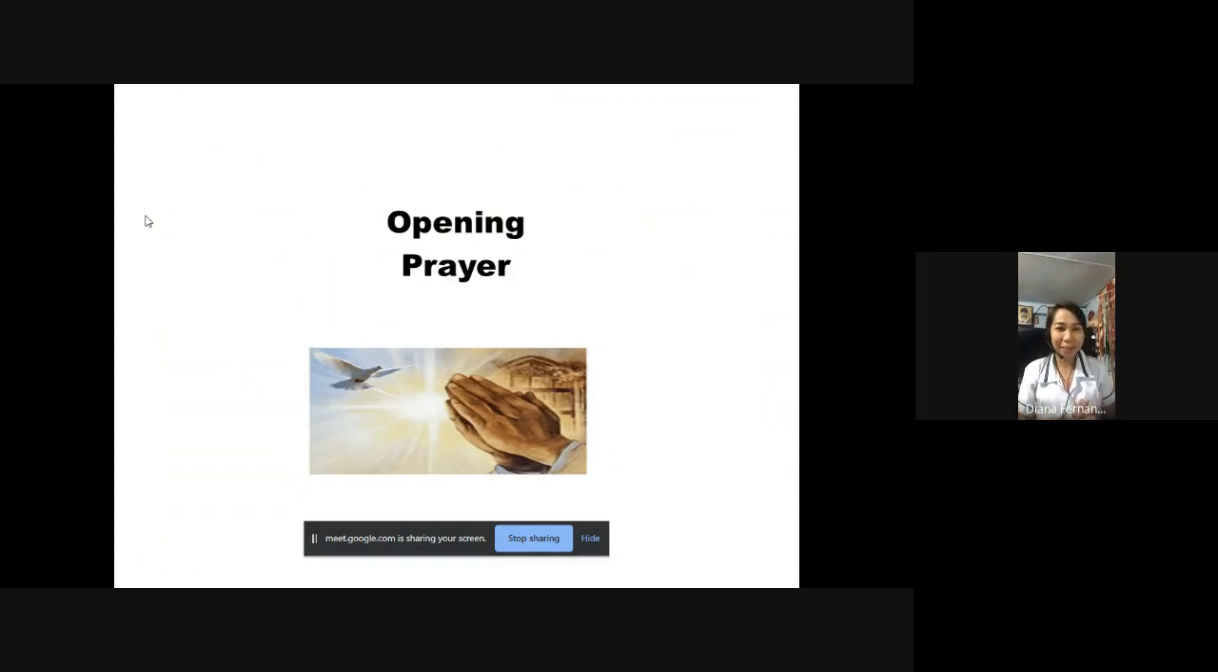But before that, let us start with a prayer. Aryan, can you please lead the prayer? Let us bow our head and feel the presence of the Lord. Our Father, who art in heaven, hallowed be your name. Your kingdom come, your will be done on earth as it is in heaven. Give us this day our daily bread and forgive those who trespass against us and lead us not into temptation, but deliver us from evil. Amen. Thank you so much, Aryan. Good job. Well done.